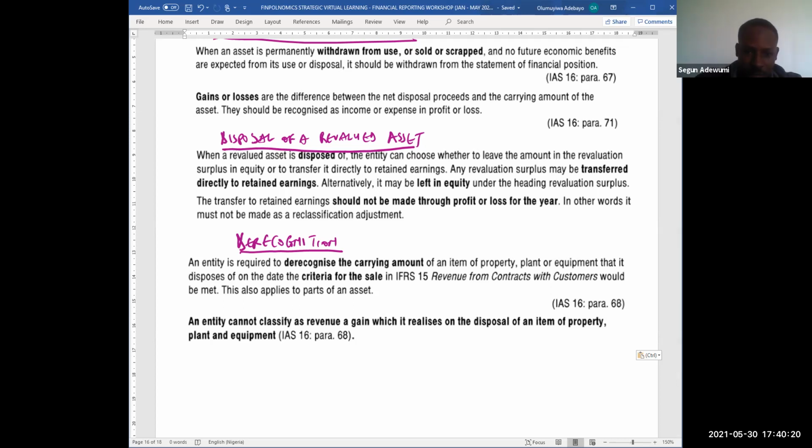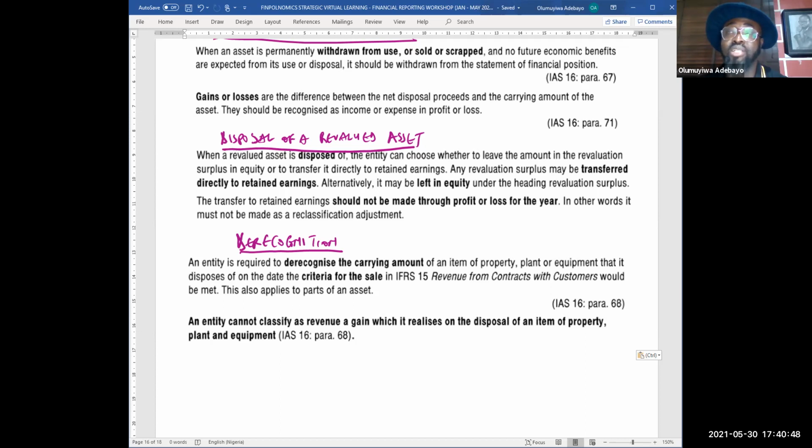But the last paragraph here says this transfer to retained earnings should not be made through profit or loss for the year. In other words, it must not be made as a reclassification adjustment. No, no, no. What they are saying is that it must not be recycled through profit or loss before it gets to retained earnings. It goes directly from the valuation reserve to retained earnings, and you do that within the statement of changes in equity.